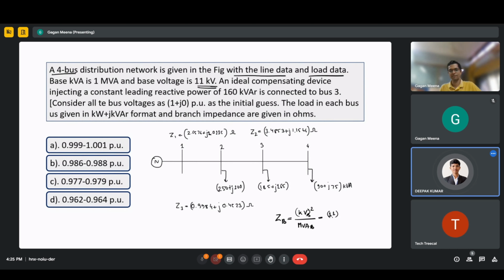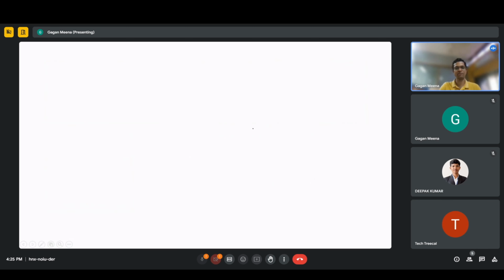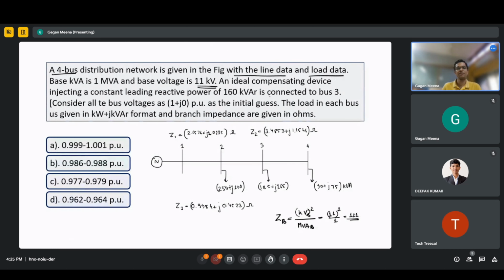Z base is 121. We need to find these impedances, which are given in ohms, and convert them into per unit first. The next item is an ideal compensating device injecting a constant leading reactive power of 160 kVAR, connected to bus 3. So at bus 3 we are connecting one capacitor.